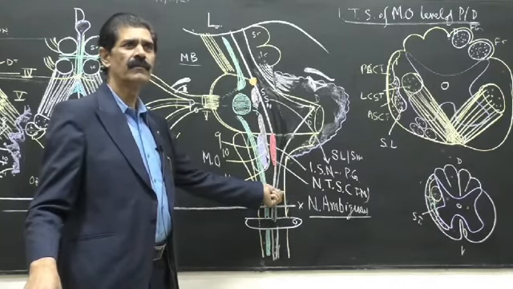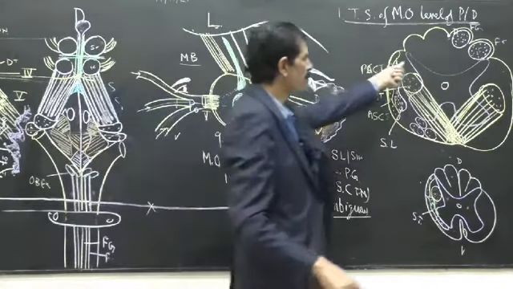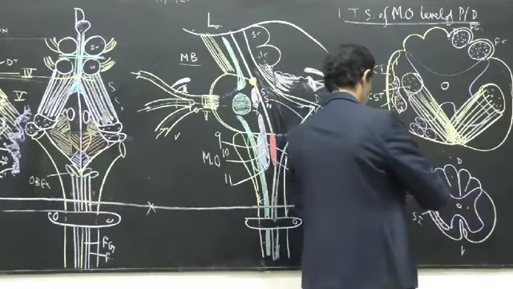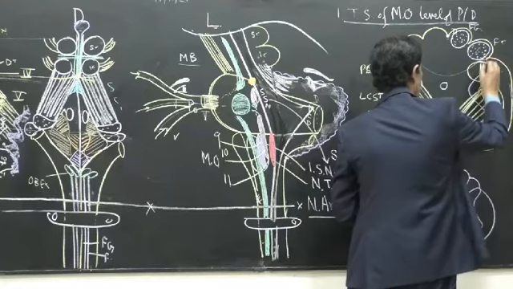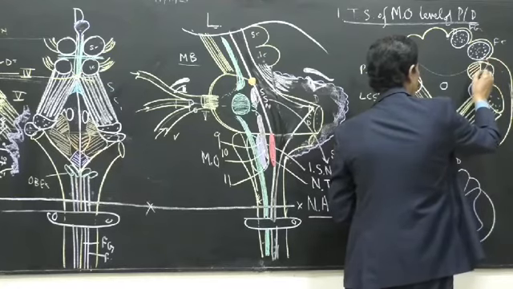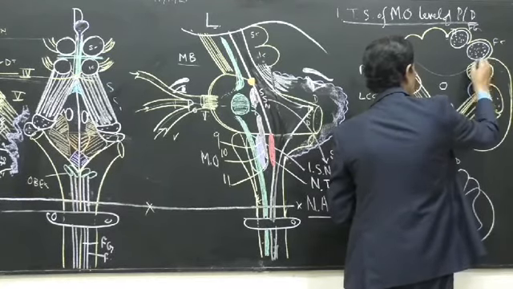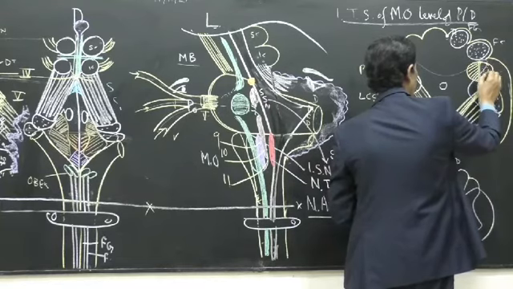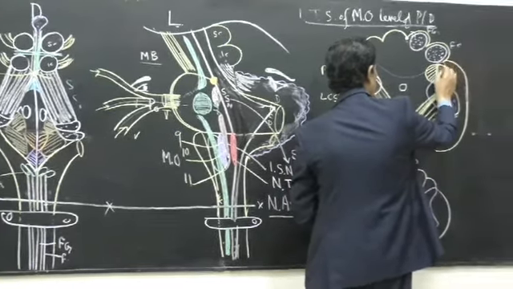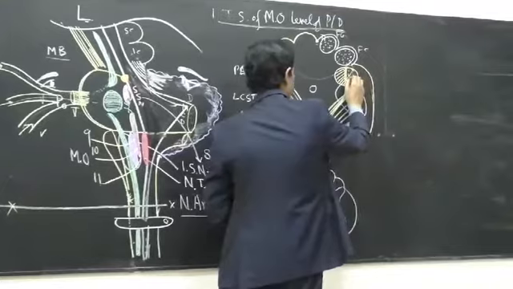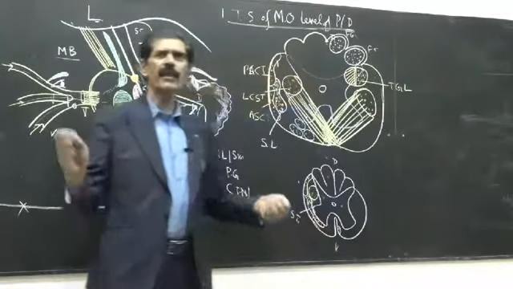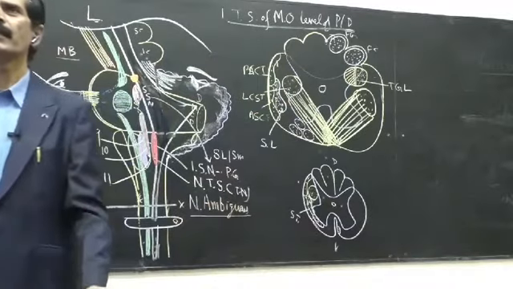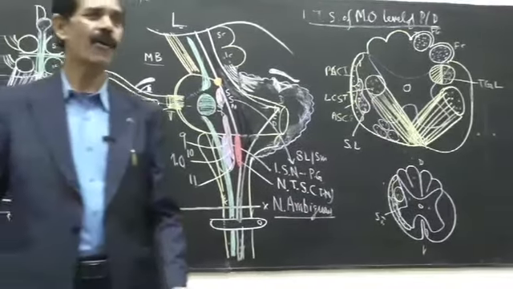And where is it present? Dorsal, on the dorsal aspect, here. So there are 2 things. Medially is the trigeminal nucleus and laterally the white matter of the trigeminal lemniscus. So this is the trigeminal lemniscus. The trigeminal lemniscus is situated at the site of the posterior horn.